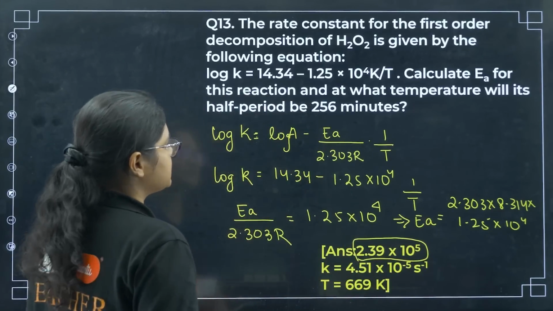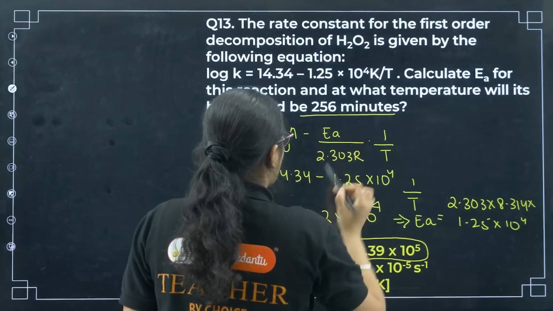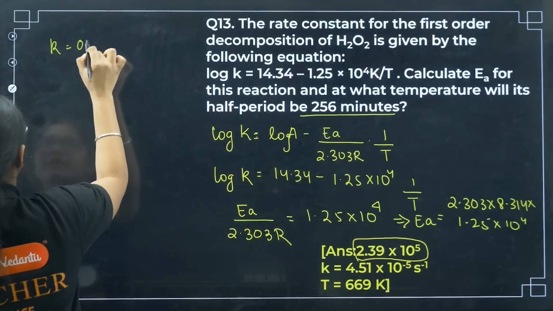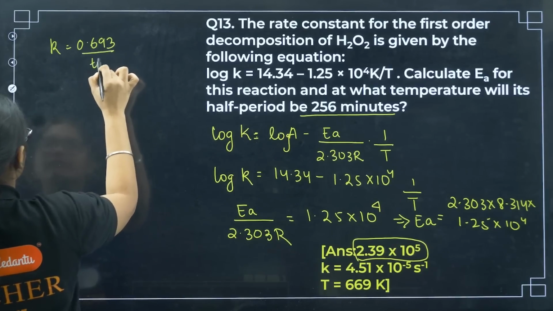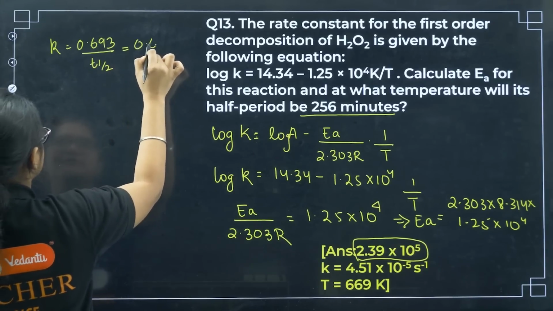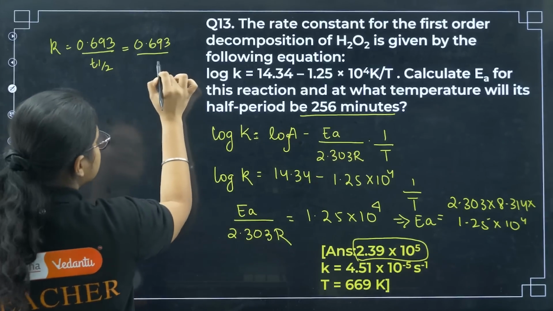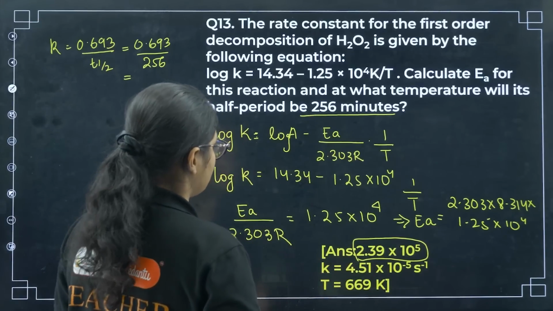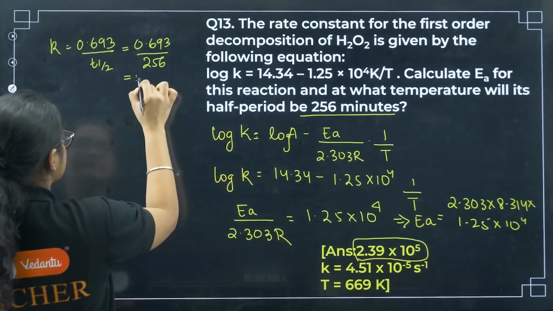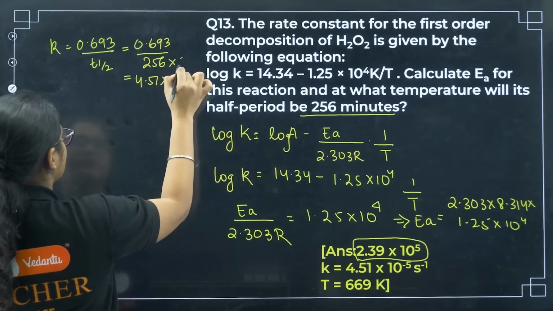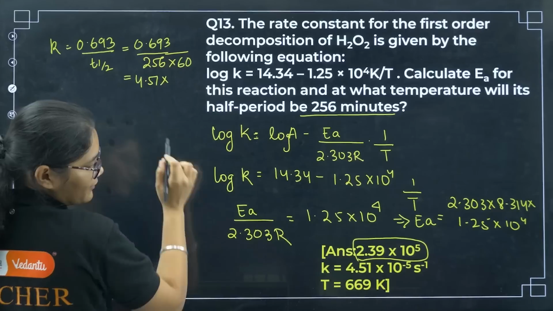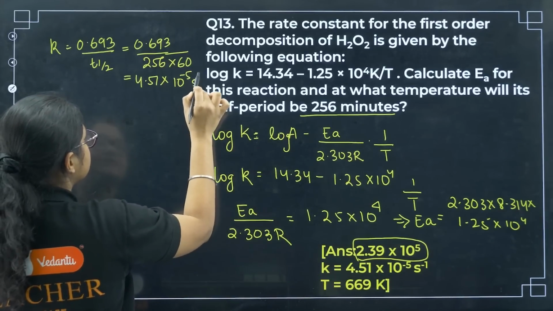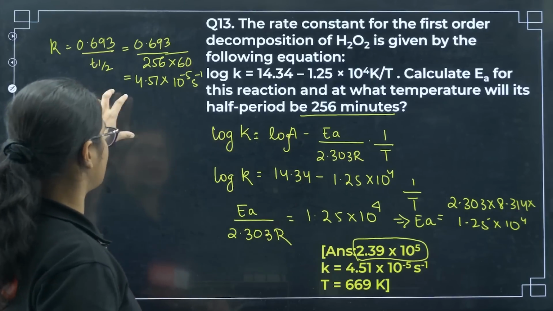Okay. Now the question is asking at what temperature the half-life will be 256 minutes. So what is then the K value? K value is 0.693 by T half. So how much is that? 0.693 by 256 minutes. So that will be equal to how much? We'll get 4.51 into 10 to the power of minus 5. So I have converted into 60 seconds. Okay. So 4.51 into 10 to the power of minus 5 second inverse. This I have calculated, that is the K value.